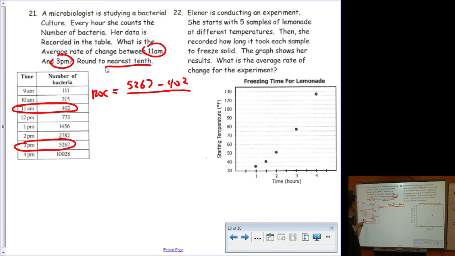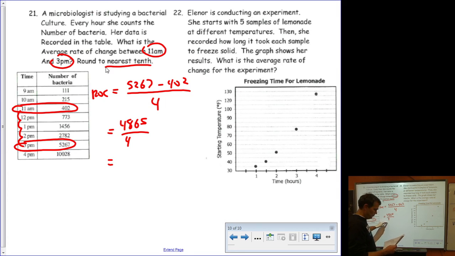I can't do 3 minus 11. 3 minus 11 doesn't make sense. I could use military time and do 15 minus 11, or I could just recognize that this has been 1, 2, 3, 4 hours that have passed, so the bottom's going to be 4. When I subtract the top, I get 4865 over 4, which turns out to be 1,216.3 when I round it to the nearest tenth.